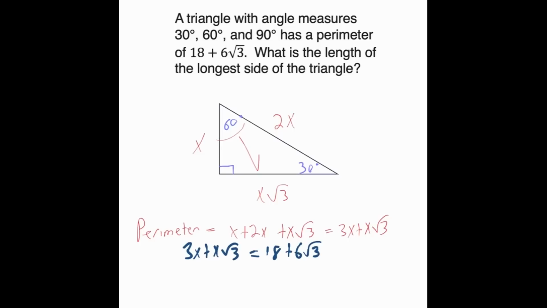So let's start that by factoring out an x here. That leaves us with 3 plus root 3. Next, we can divide both sides by the 3 plus root 3. And this cancels. So x is currently equal to 18 plus 6 root 3 all over 3 plus root 3.